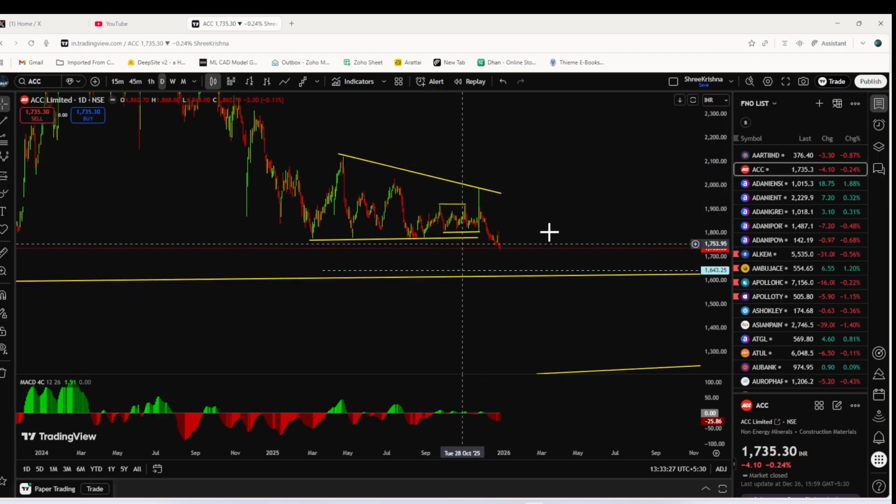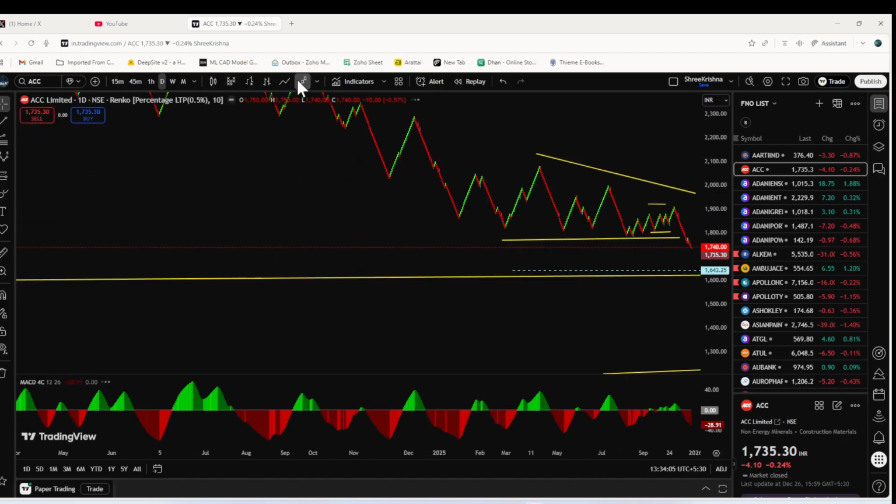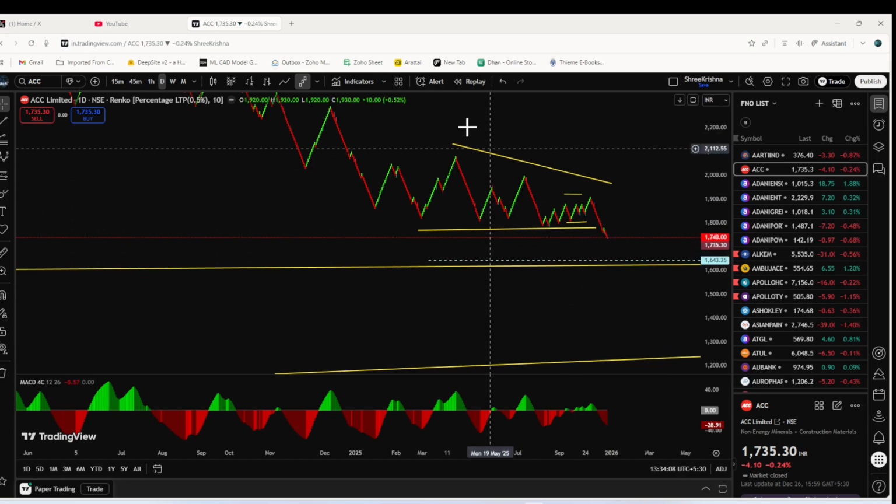ACC, you all know, I have been posting this and I said that it has to go to 1643. Now, this made a very promising move up. Then it made A, B, C, D, E. This becomes the start of the correction. This becomes A, this becomes B, C and D. Then it pushes and then it comes down. So this is how it works. Even on the Rainco, it is the same.